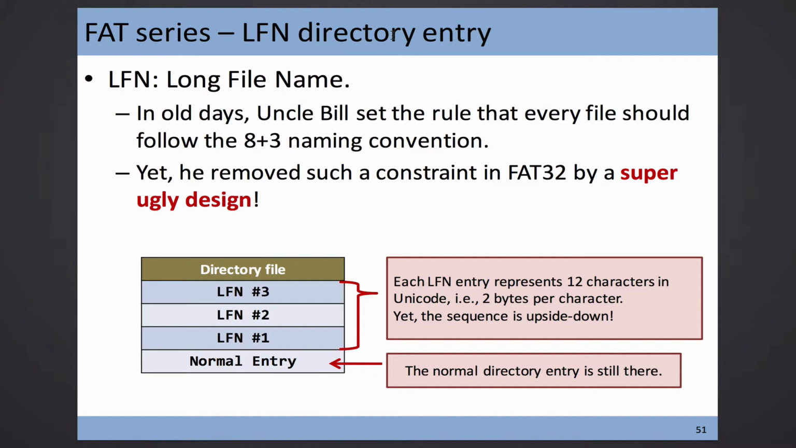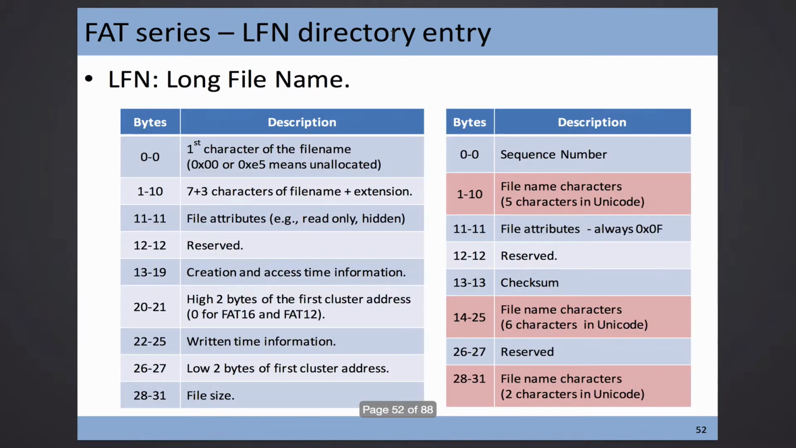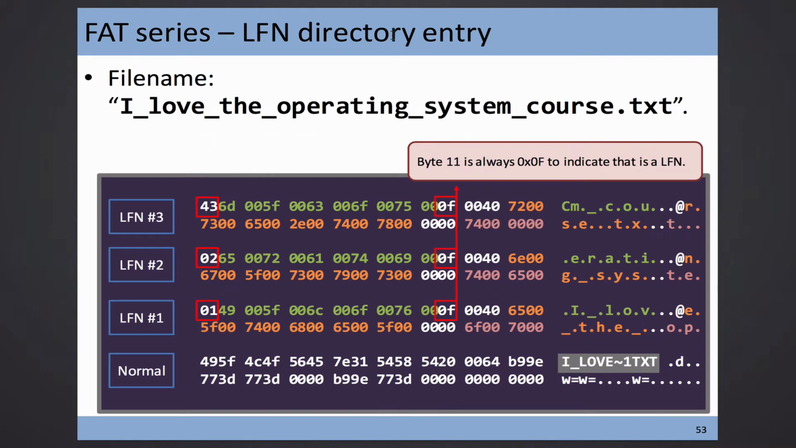So I have a screen capture with colors. What is this file? This file is supposed to be, I know, operating system post.txt. Long enough, right? Then where can you find the data? This is the normal entry. I said it will pick the leading 6 characters, so 1, 2, 3, 4, 5, 6, and then ~1, and then txt. So this is the capture of txt.